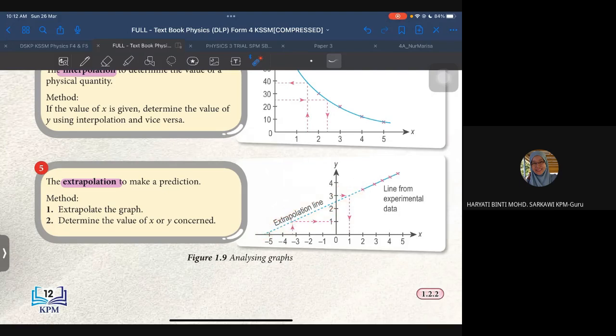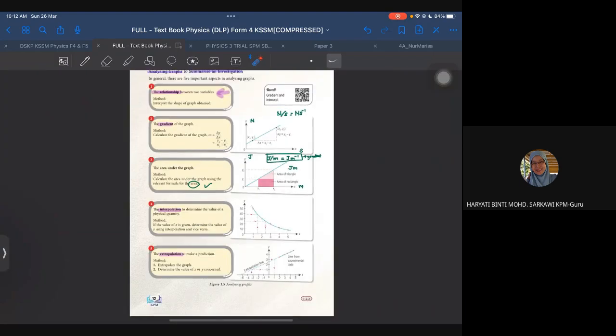Just extend this, and then let's say you want to find here. Just touch the dotted line that you drew just now. So this is the value. That is extrapolation. Okay? Clear?